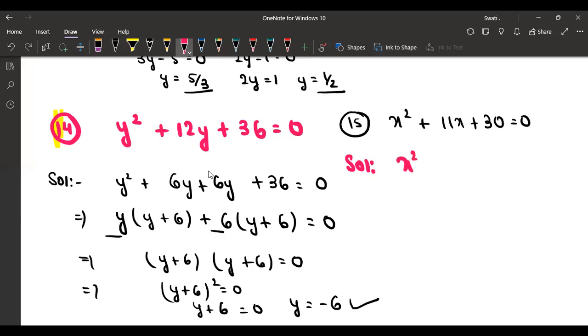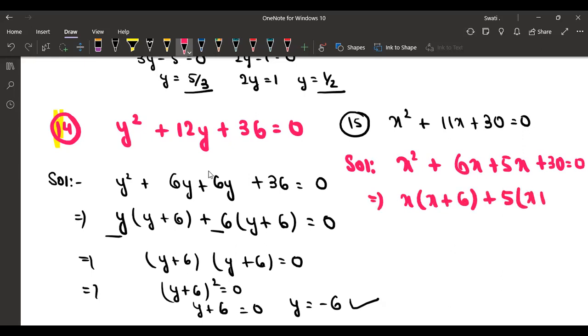So the answer is x squared plus 30, right? So I can write down 6x plus 5x because that is giving me 11 also, the middle term, and then plus 30 is equal to 0. Now from the first two terms, I'll take x common, so x into x plus 6, plus 5 common, so x plus 6 is equal to 0. Now, of course, we are having x plus 6 common here, and then I'm left with x plus 5 is equal to 0.